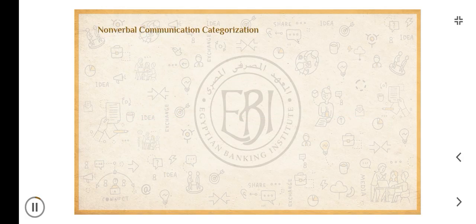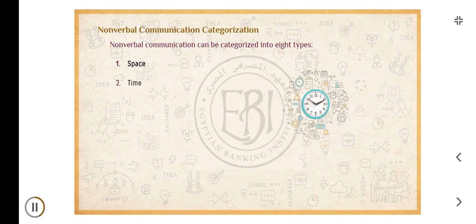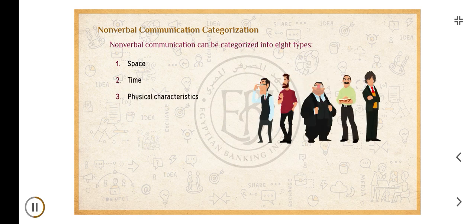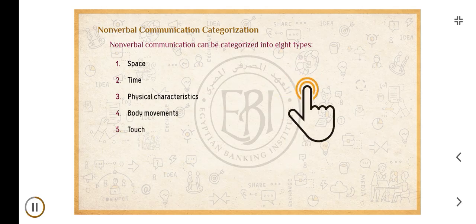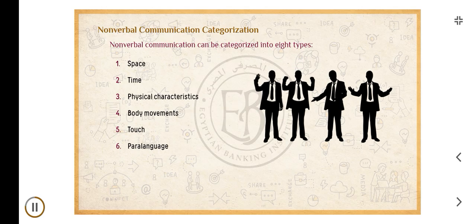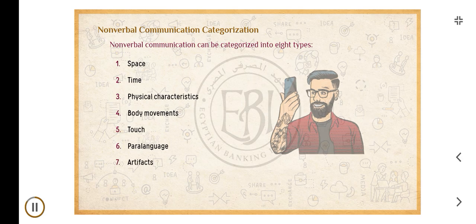Nonverbal communication categorization. Nonverbal communication can be categorized into 8 types: space, time, physical characteristics, body movements, touch, paralanguage, artifacts, environment.